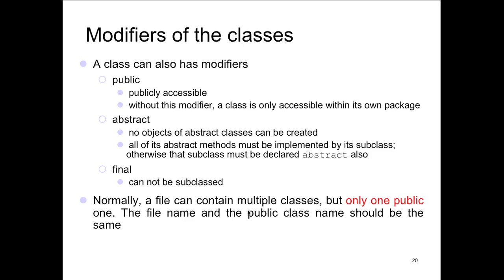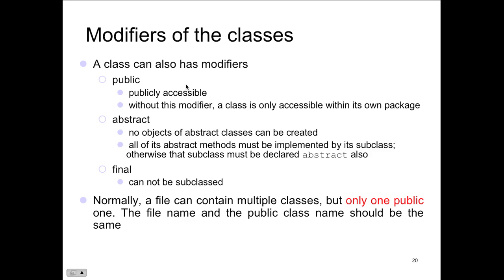Modifiers of the classes. So a class can also have a modifier. We actually haven't seen that in any of the examples we've had so far. Most people would by default put in public. If you're going to put in public and you don't like putting in a modifier, you can leave public out. If you leave it out, it's public, which is the default behavior.